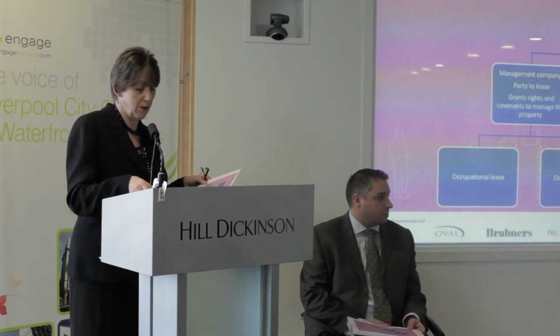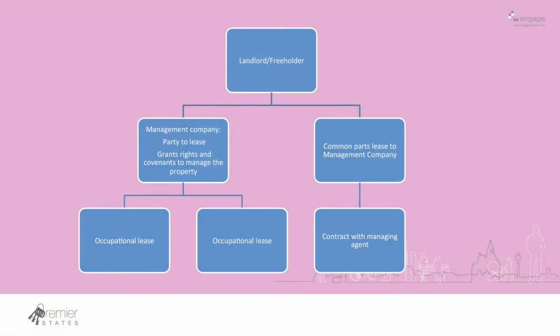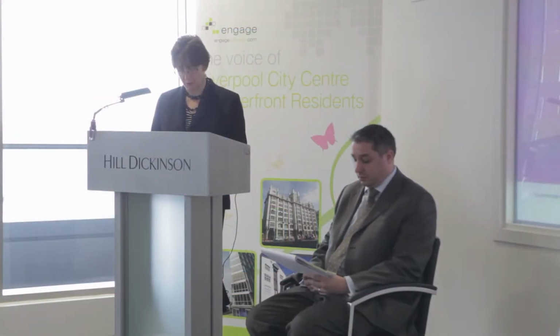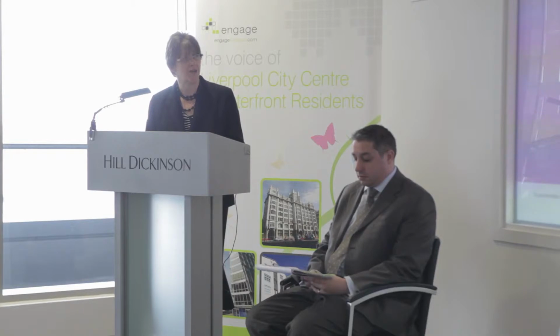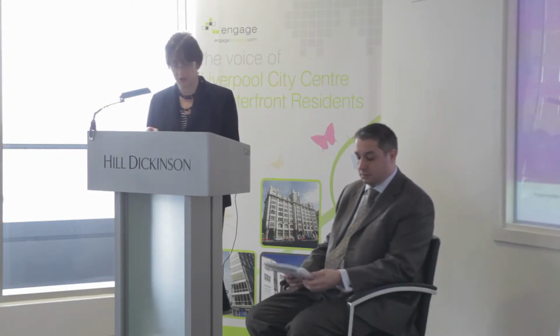So the other options here are you have a landlord freeholder who has a management company or is a party to a lease. They grant rights and covenants to manage the property, and they grant the individual leases. And then the landlord freeholder may also grant a common parts lease to the management company so that they actually have rights or interests in the structure of the building, and then they would contract with the managing agent.